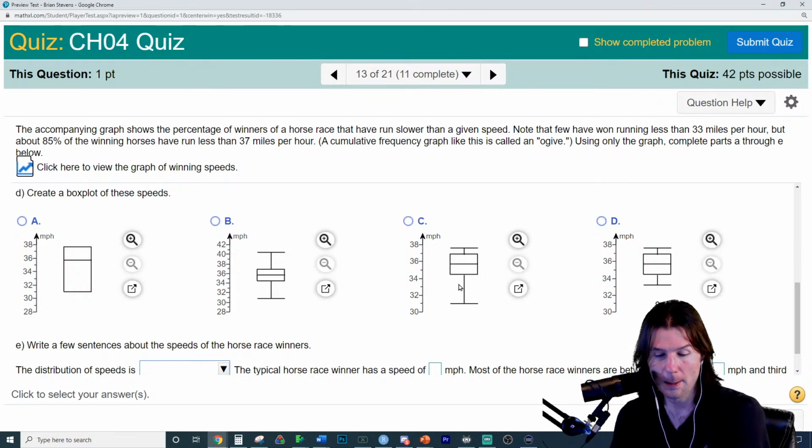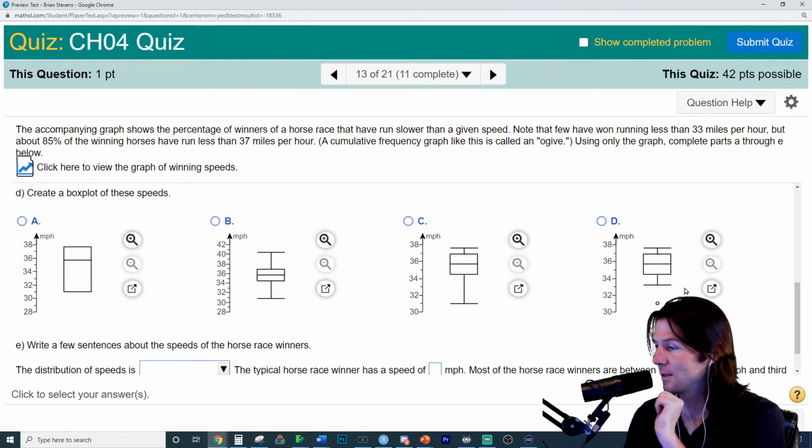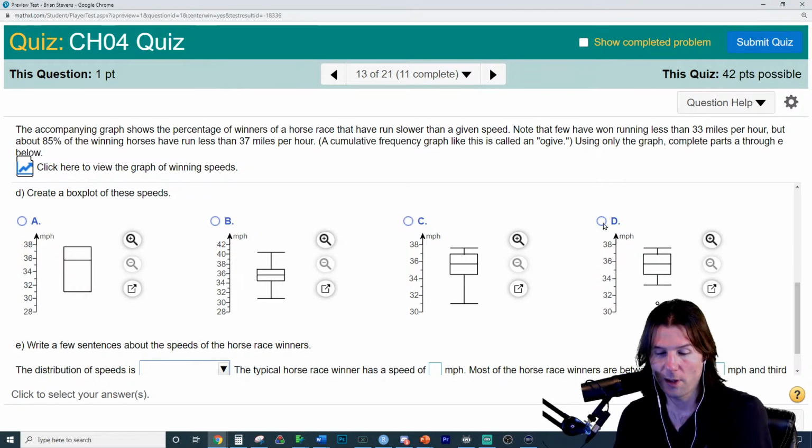We should be between these two now, right? It doesn't go up to 40. And it's between this one and this one. I wish we could just download the data and do it. So it's probably going to be this one.